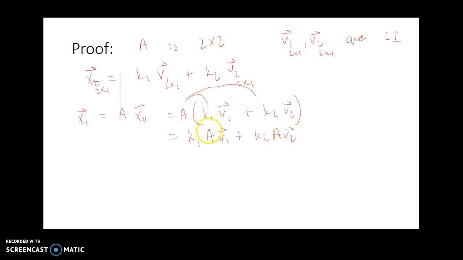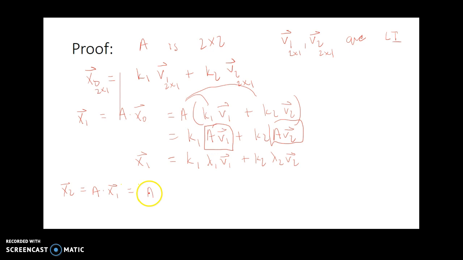If I look at this carefully, I see that A v1 is the left-hand side of the eigenequation, and I know that A v1 is equal to lambda 1 v1. So I write this as k1 lambda 1 v1 plus k2 lambda 2 v2. And that is how I can write the x1 state based on just knowing the eigenvectors and the lambdas. The x2 state is not much different. That's equal to A times x1.